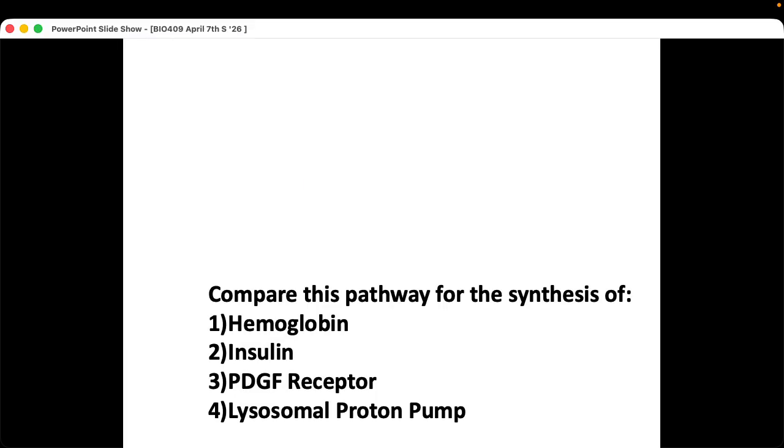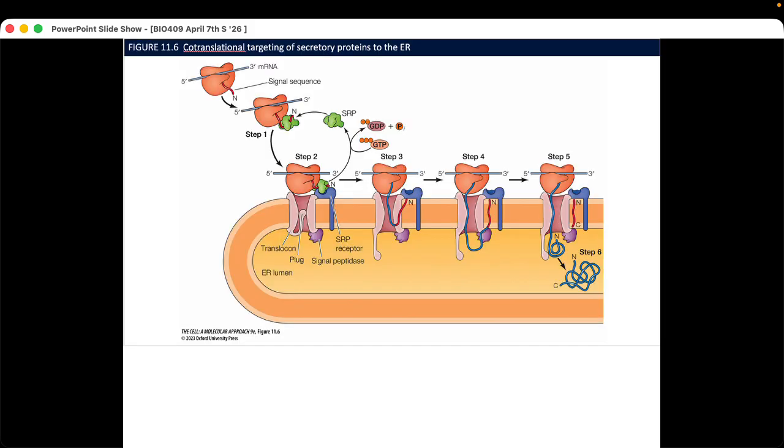And so that's part of the homework. I just go boom, boom, boom like that. And the homework is just to describe the pathway for each of them, each of the four, okay?